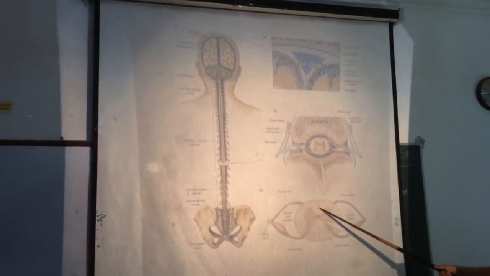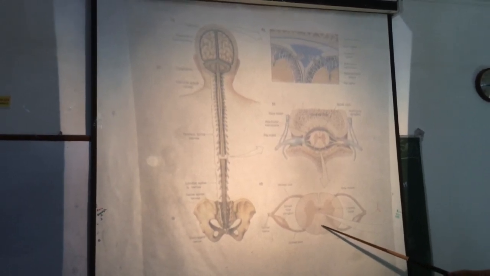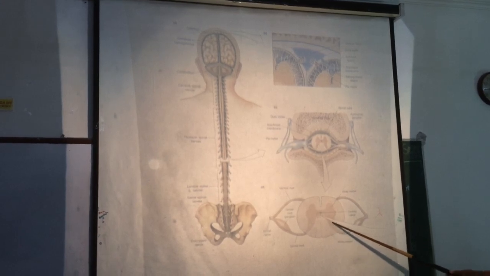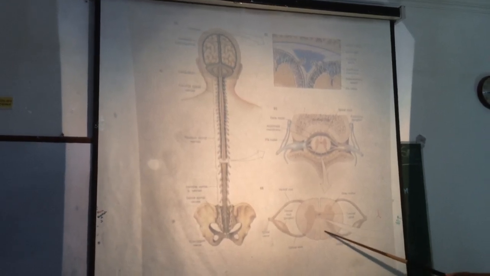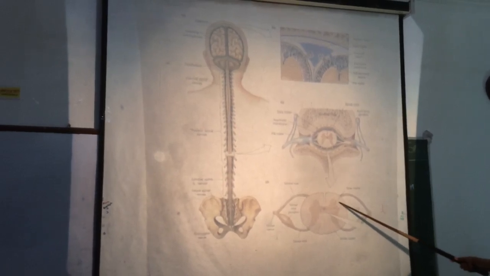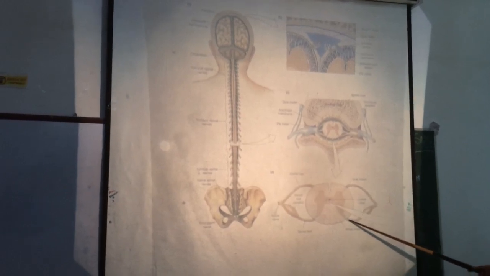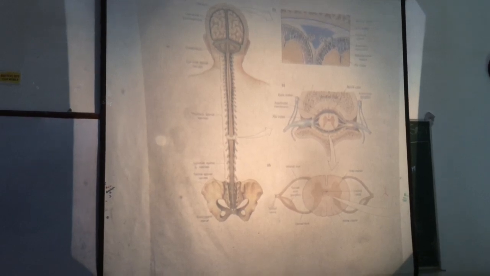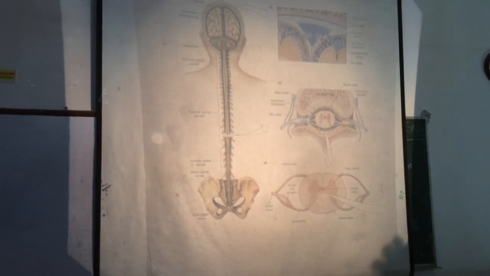This is the anterior white column. The posterior white column is between the median sulcus and the entry of the dorsal root. And you see the lateral white column, between the ventral root and the dorsal root, is the lateral white column. So there are three white columns in the spinal cord: anterior white column, posterior white column, and lateral white column.